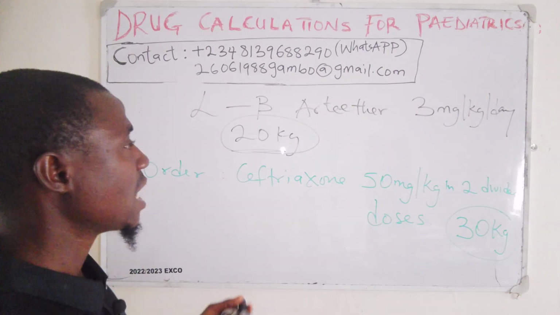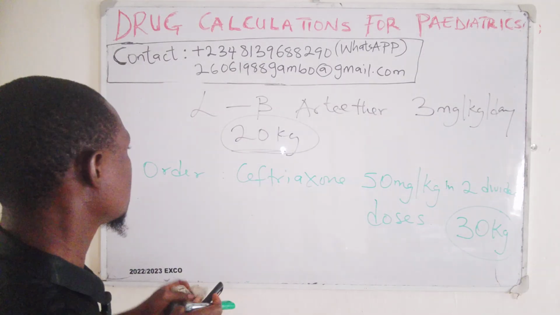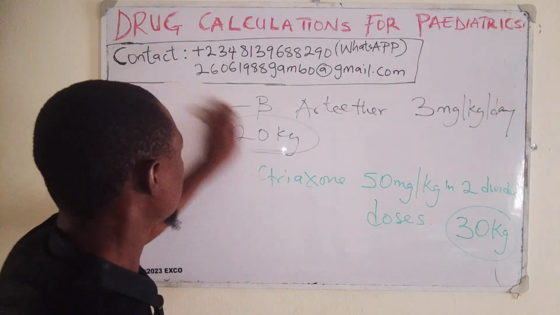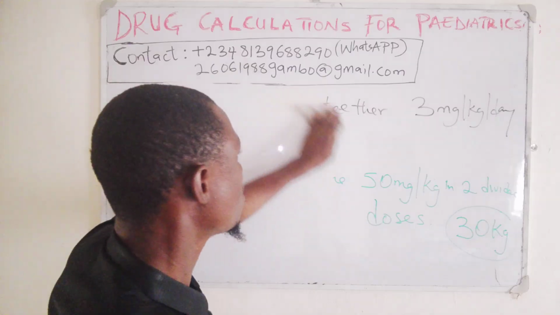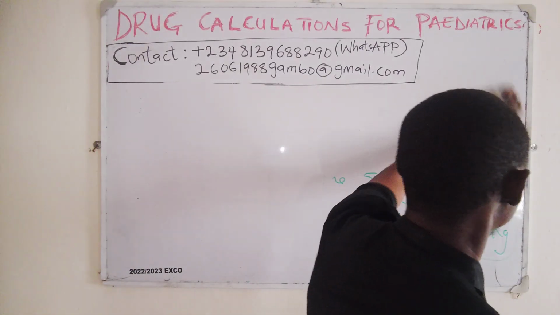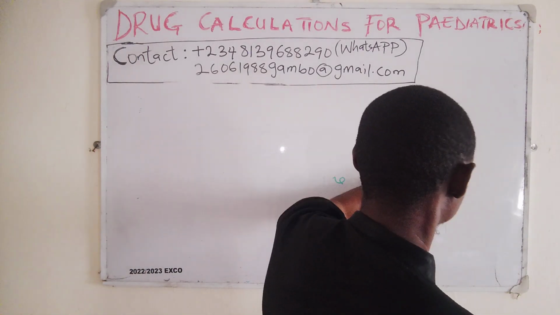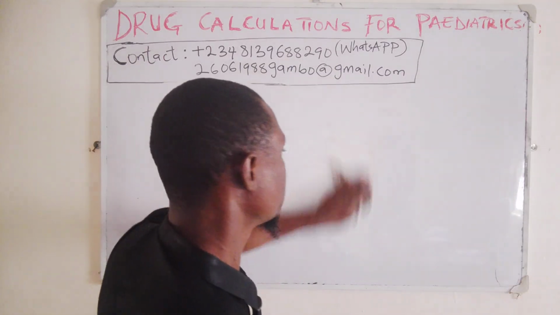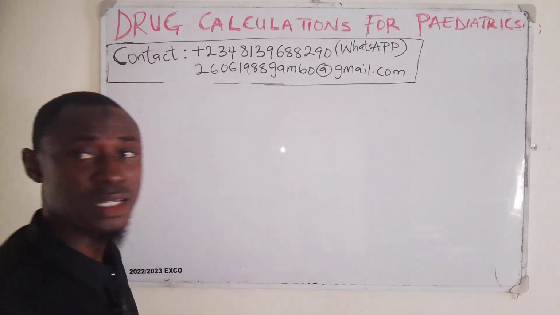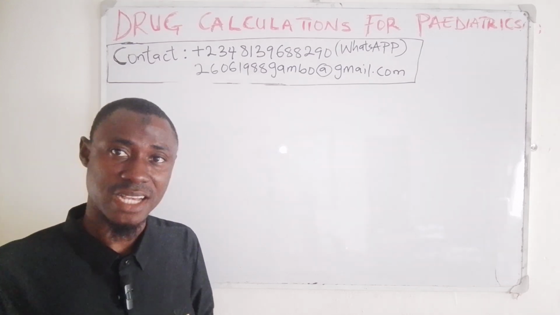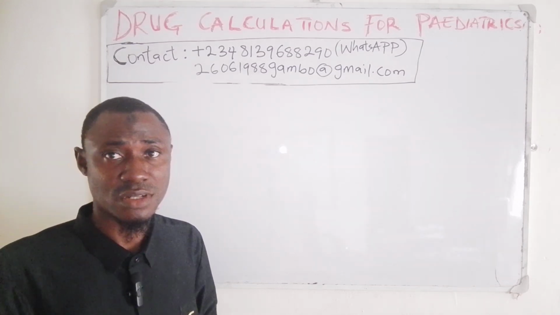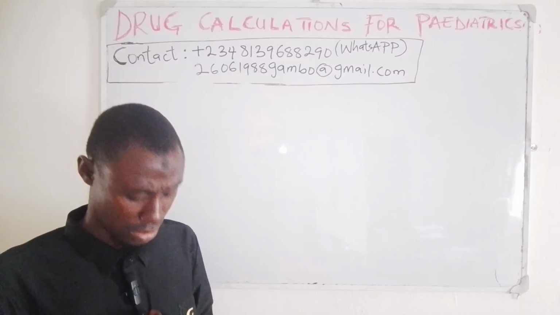Now, the next aspect I want to look at is still drug calculation based on the child. This time around, we are going to shift ground from the child's weight to the child's body surface area. Of course, we can also use body surface area to calculate drug dose.